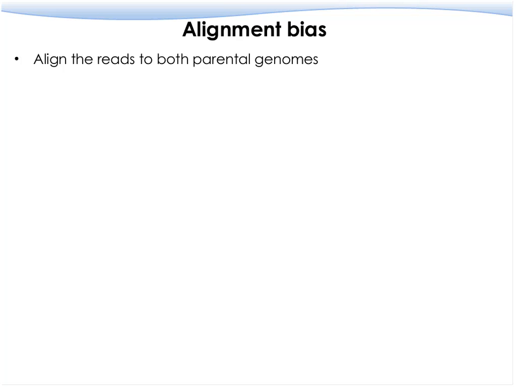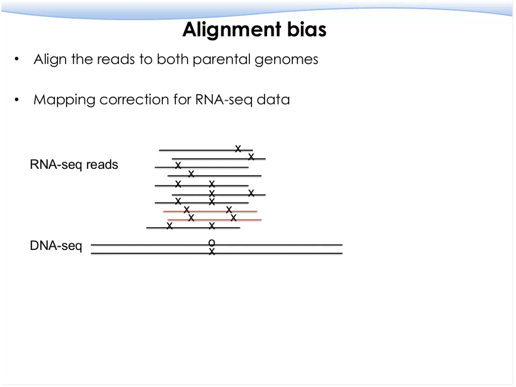However, this type of approach is not always possible, especially for human studies. So the second general approach is to use your regular alignment algorithm and further do post-mapping correction for the RNA sequencing data. Again, this is another hypothetical example. For this location, for the DNA part, you can see this is a heterozygous variant, and the circle is the reference, and the cross is the alternative.